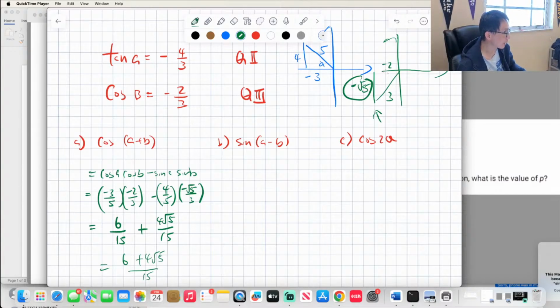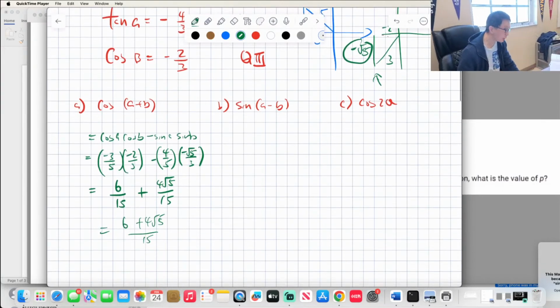I don't know if Elizabeth found your mistake. Did you multiply? You thought 3 was 5, that's why you got 3. I just wrote cosine A wrong. Okay. Does that make sense?